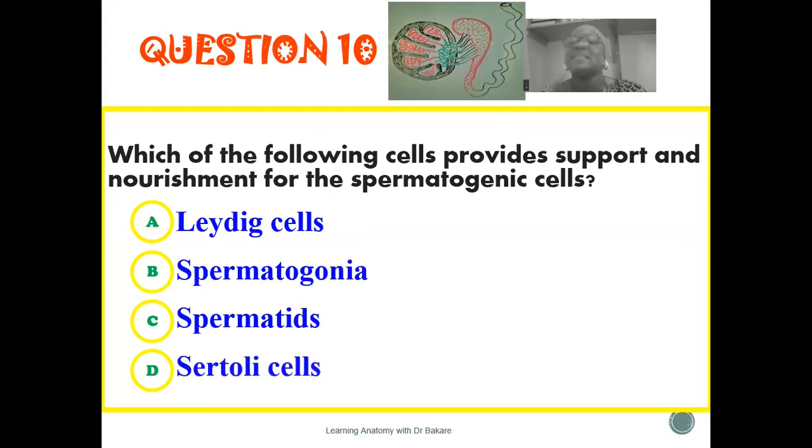Or is it the Sertoli cells? So which of these cells is responsible for the highlighted function?